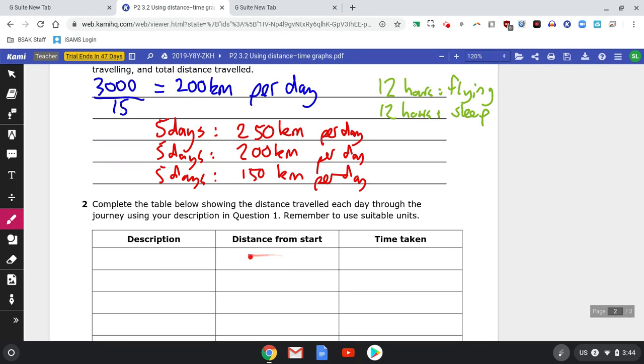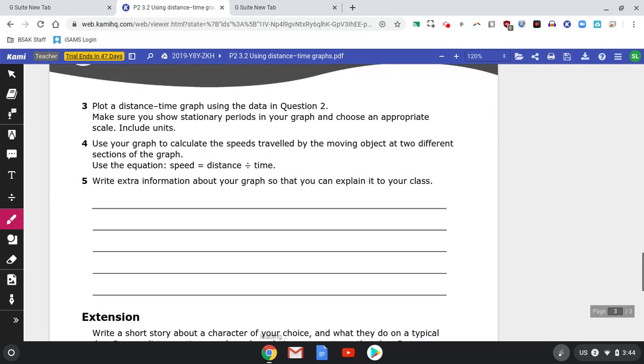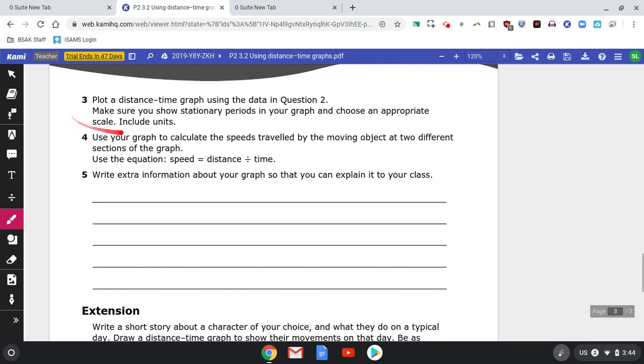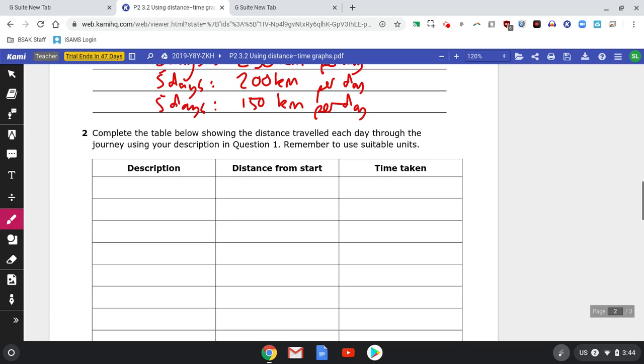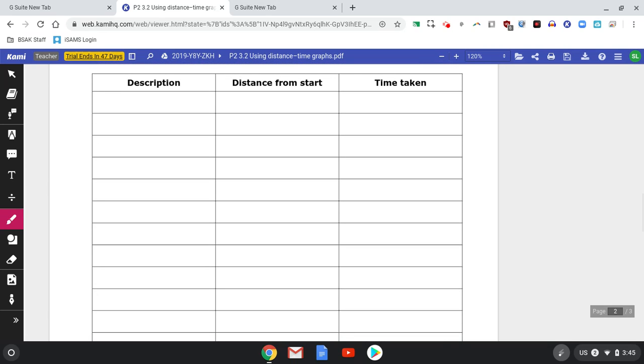Okay, distance from the start. So we need to add the total distance each time, don't we? And the time taken for each day. Make sense? Now, finally, this is the tricky bit. Now, how to plot this? As long as you've written out the detail here, okay.